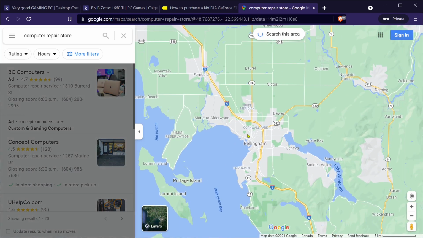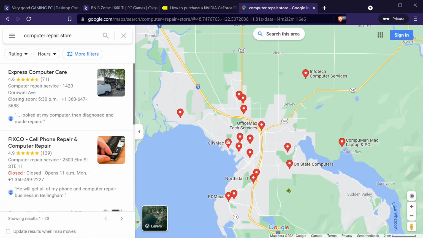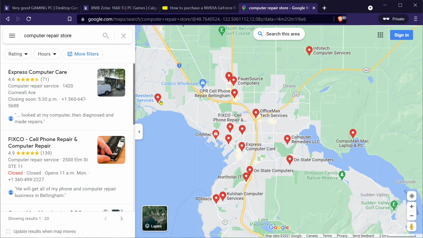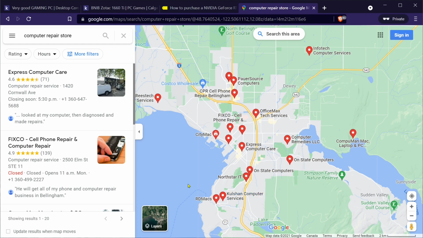to figure out what to do for cards. So here you go. Whatever this city is, you just do this. There you go. Reeve Tech Services. What's this? Power Source Computers, CompuMan, Computer Remedies, Computer Express Care, OnState Computers. Look at that. All of these guys are probably going to have contracts with direct sell vendors, and they can get cards in for you. So if you don't own a business where you can order straight from the manufacturer, talk to these guys. These guys can all get stuff in direct from the manufacturer.